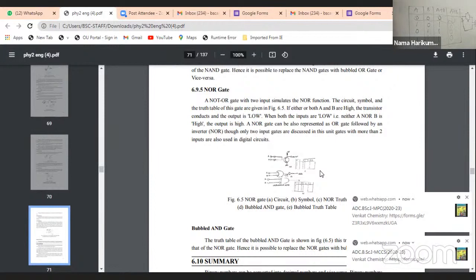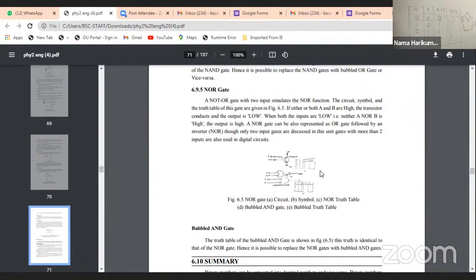So first the AND gate, OR gate, NOT gate, NAND gate, and NOR gate, we have to complete it.